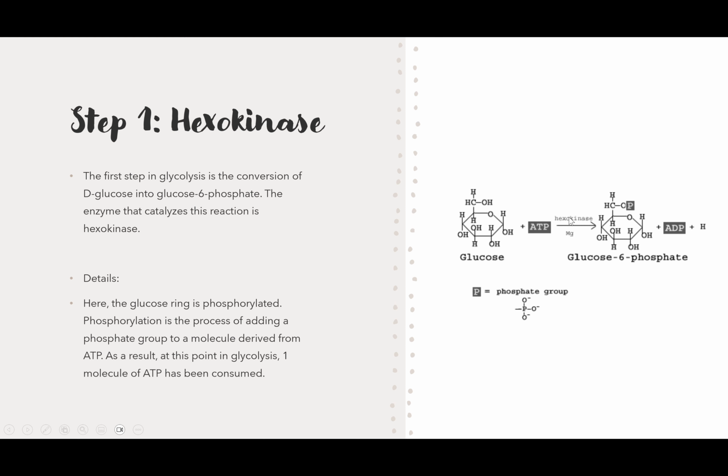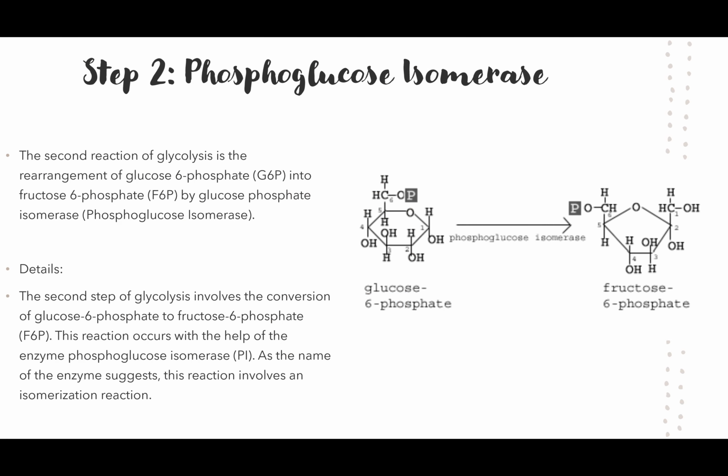Step 2 is catalyzed by phosphoglucose isomerase. The second step turns glucose 6-phosphate, or G6P, into fructose 6-phosphate. We know that fructose and glucose are isomers from unit 1 already. So isomerism occurs, in which the phosphoglucose isomerase changes glucose 6-phosphate into fructose 6-phosphate. That's the second step.